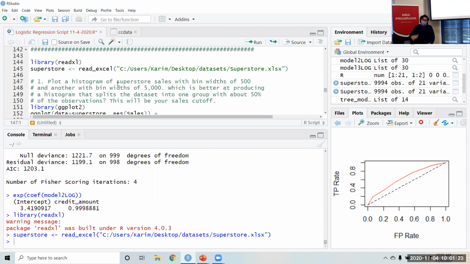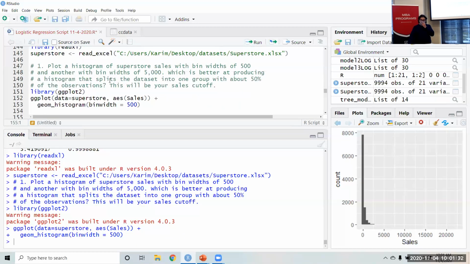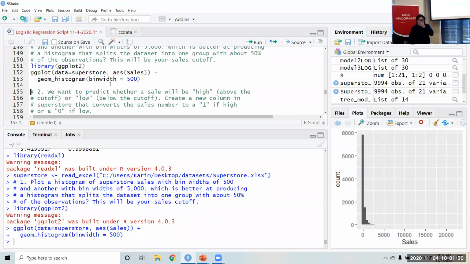So the first thing that I say, and this is kind of a throwback, is plot a histogram of Superstore sales, right? And in this case, I think I ask you to change the bin width just to see which is better. And the idea here was that you would have to go back through your memory, maybe go back through the help of ggplot and practice plotting sales so that you can refresh your memory on these things. And then the idea here is to say, okay, we want to predict whether or not there's going to be a low or a high sale.